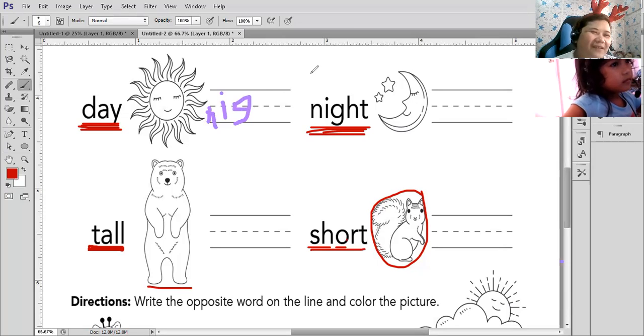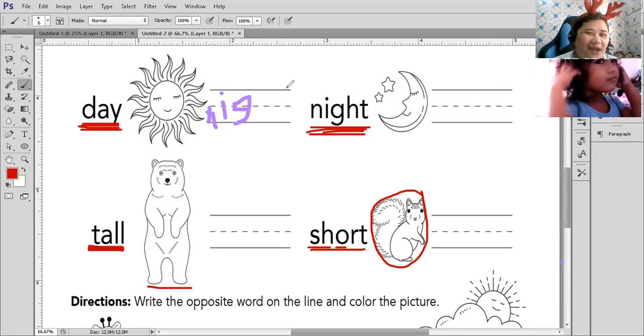Very good. It looks like letter E. Nabaliktad. Yep. Sige, what comes after G? Ano yung sunod ng G? Wait, yung headset ko. Gulo nga ng hair mo, oh. Sige, go, go, go. H. Very good.